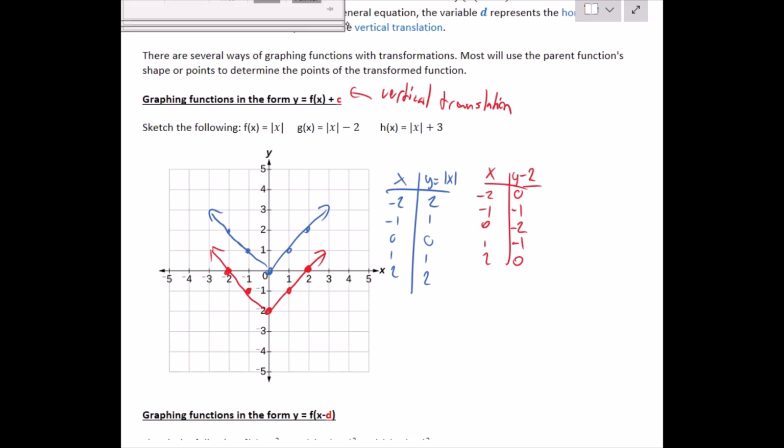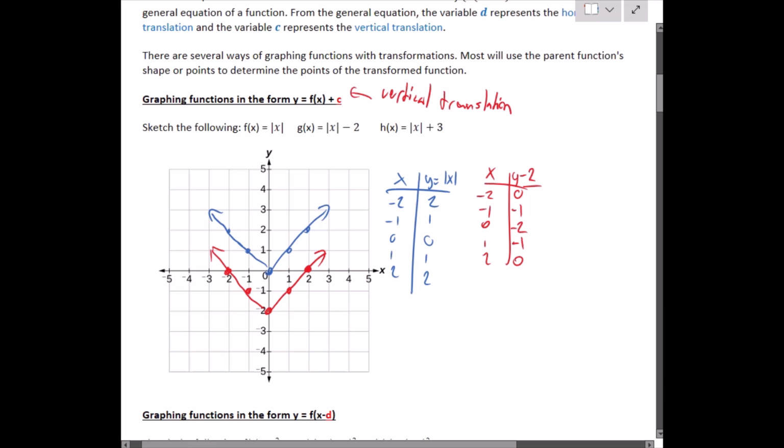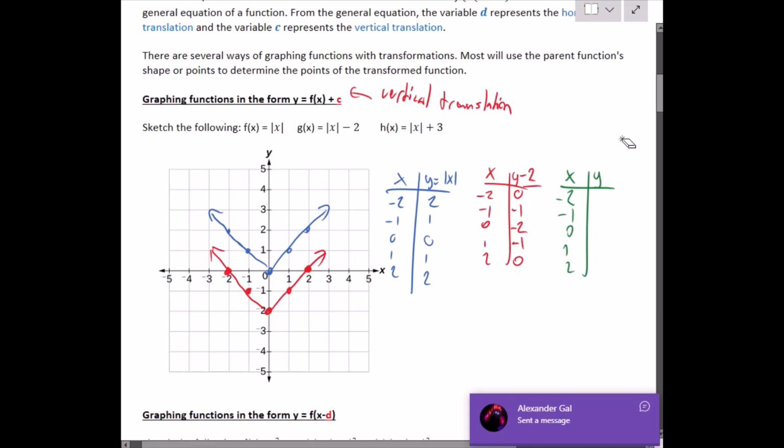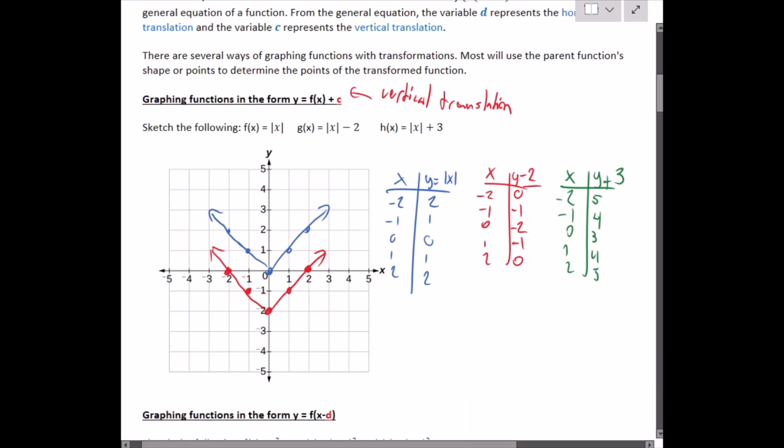And now we have h of x equals absolute value of x plus 3. So let's get this in here. X values remain the same. We have -2, -1, 0, 1, and 2. And we're going to add 3 to our y values this time. So from the parent function, we're going to take these values here. We're going to add 3 to all of our y values. So 2 plus 3, that gives us 5. 1 plus 3, that's 4. 0 plus 3 is 3. And we have 4. So adding 3 to each of these coordinates, we have 0, 3, 1, 4, 2, 5, -1, 4, and -2, 5. Those are our points, and make sure we have the arrows on here to show that it goes off to infinity.